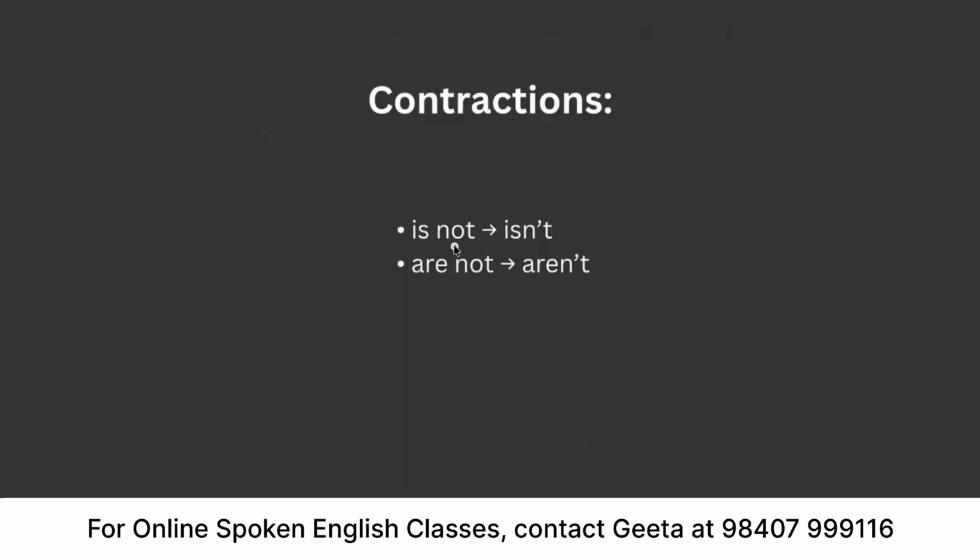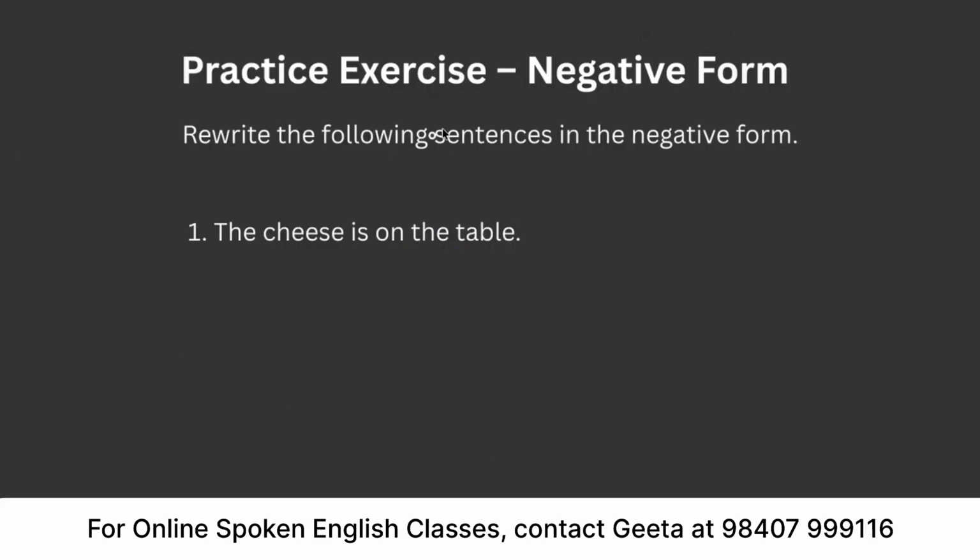Now the contracted form of is not is isn't. That is, we just remove the O and we place an apostrophe in the place of O. In the same way, aren't is the short form of are not. So we've removed the O and we have placed an apostrophe in the place of O. Now let's practice a few example sentences.